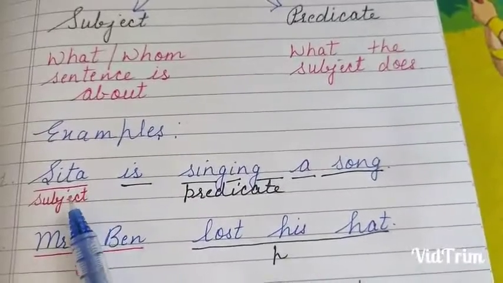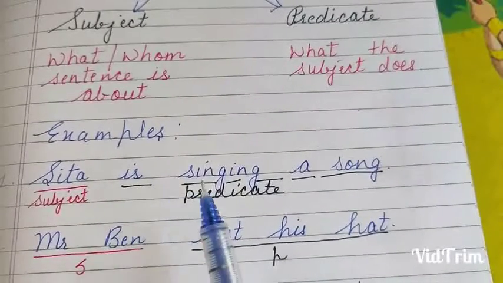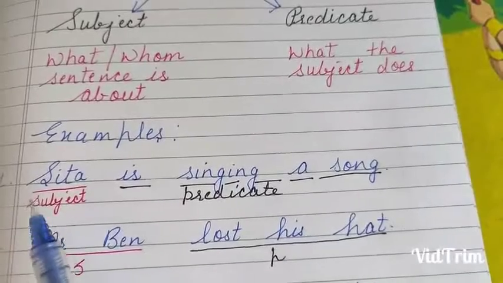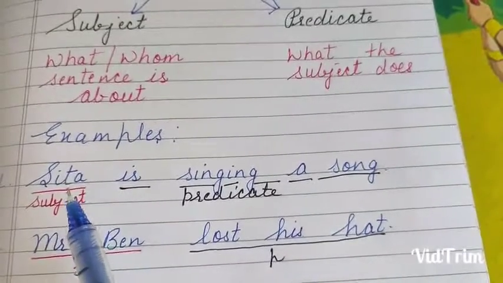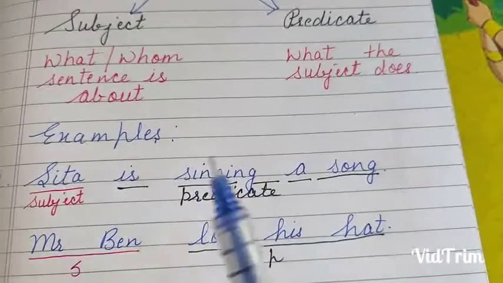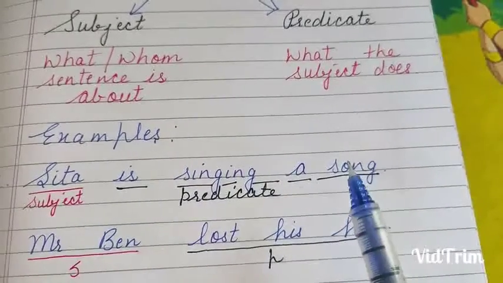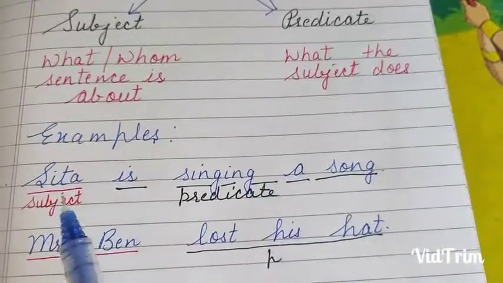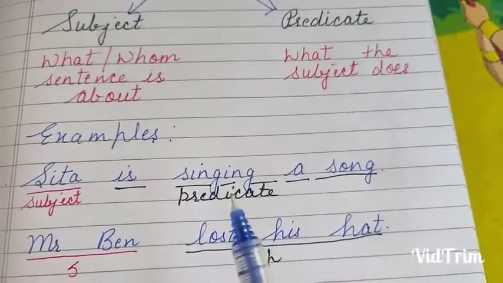So first example, Sita is singing a song. The person about whom we are talking here is Sita. So it is the subject. And what is she doing? She is singing a song. The part that tells us something about Sita is known as predicate.